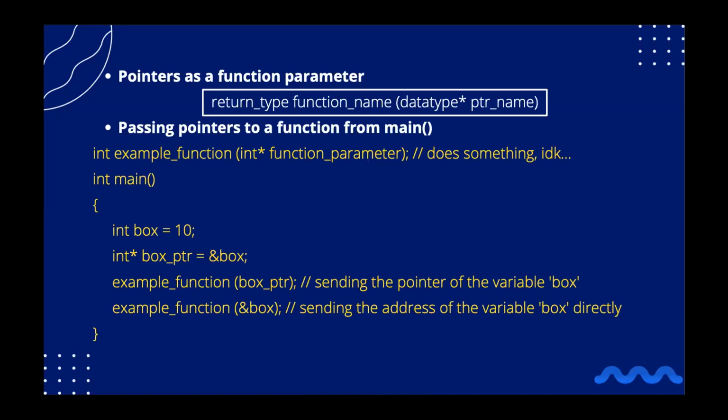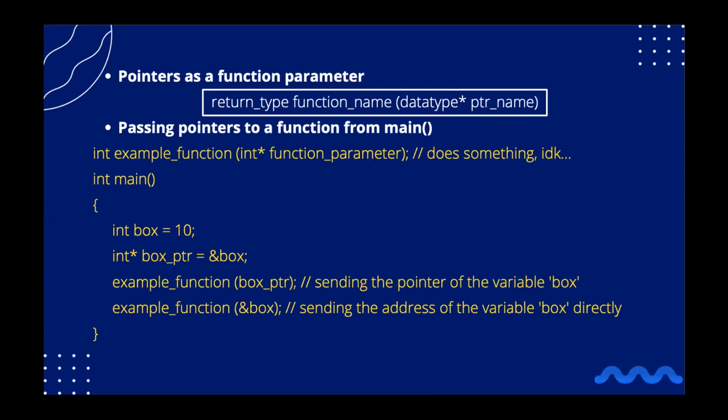So now we move on to the second part. Once you know how to initialize a pointer, how to use the pointer, and how to output the pointer, we come to the second part of using pointers in a function. The first thing we're going to discuss is pointers as parameters to your function.